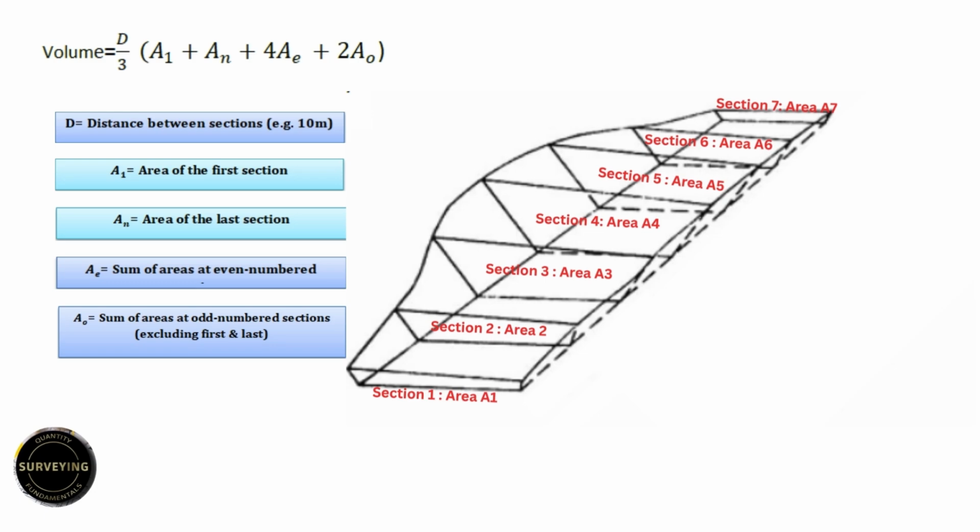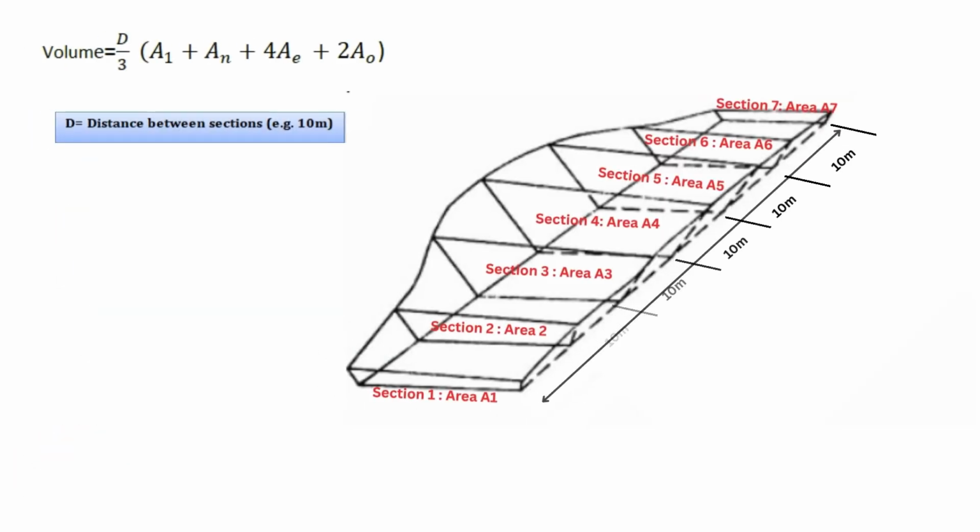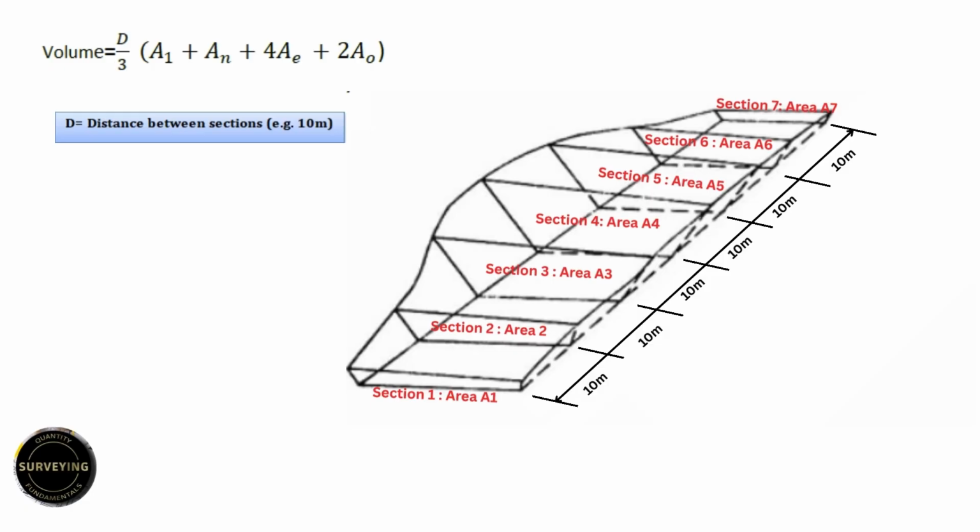To use the formula, there must be an odd number of cross sections or ordinates, which means an even number of spaces between them. Secondly, the distance between each consecutive cross section must be the same. So that's 10 meters or every 5 meters.